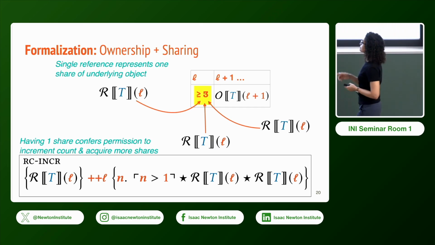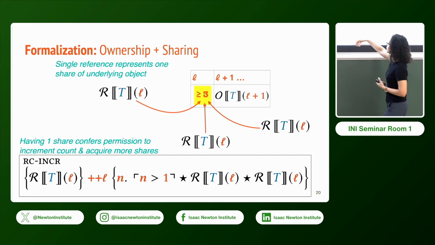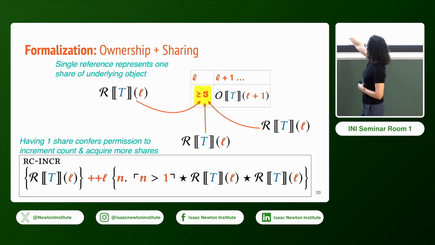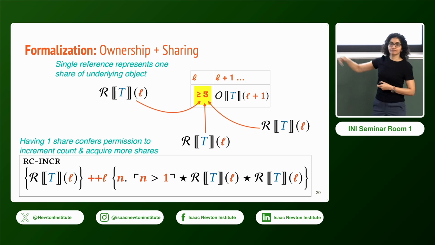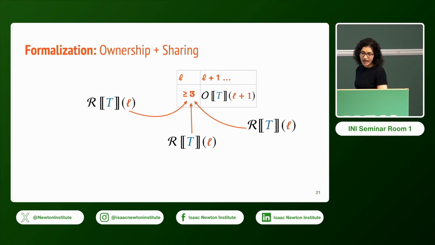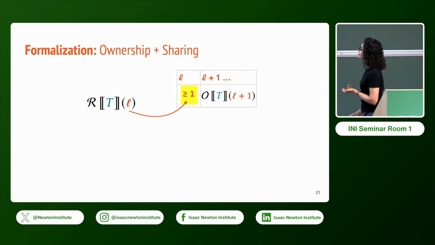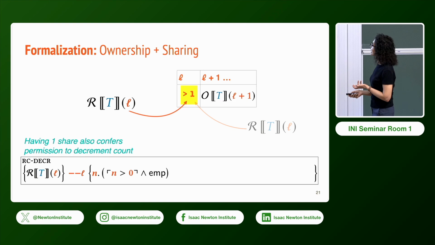Having a share confers permission to increment the count. So if I already have a reference, and I decide to increment the reference count, what does that mean? That means that afterwards, I know that the reference count will be greater than 1, and I know that I'll have 2 references. Okay, so I have 2 shares because I incremented. I can also decrement if I have a reference. So as these references go away, we will reduce the count.